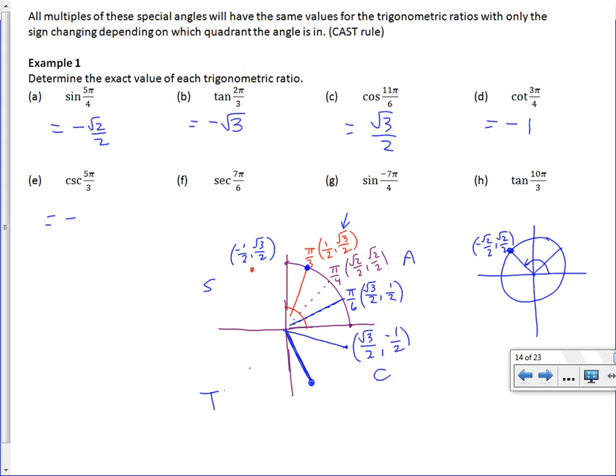But I don't write root 3 over 2. What do I need to write? 2 over root 3. But yesterday, what did we say we do with that? We rationalize it. Bingo.